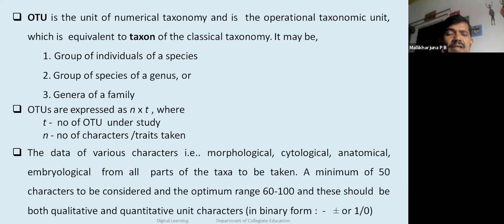Here, we are going to take several characters into account. Those characters may be morphological, cytological, anatomical, embryological, from all parts of the taxa. A minimum of 50 characters are to be considered, and the optimum range is from 60 to 100, and these should be both qualitative and quantitative characters. Whatever they may be, these characters should be converted into binary form, that is plus or minus, or 1 and 0.